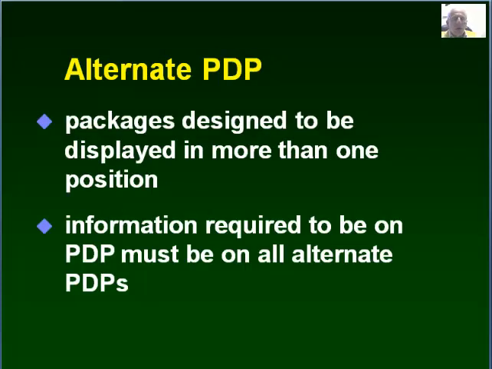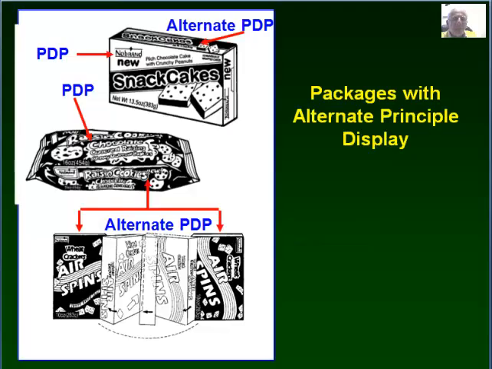There is also an alternate principal display panel, and these are packages that may be designed to be displayed in more than one position. Some of the baked goods, some of the packaged cookies certainly can be displayed so that you're actually looking at the whole package, or the greatest area of the package. But also the side may be an alternate principal display panel, because they may be put on the shelf in that format. The information required to be on the principal display panel also must be on all alternate principal display panels. So let's look at some examples from the FDA website.